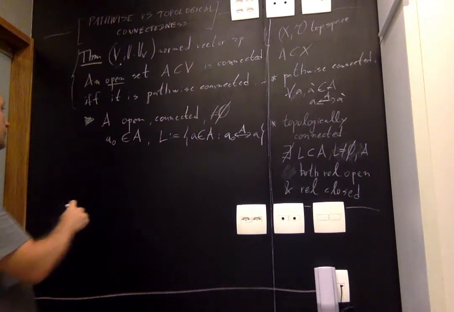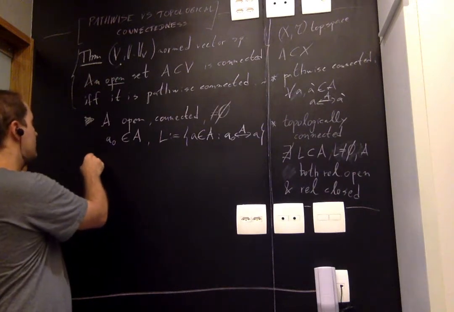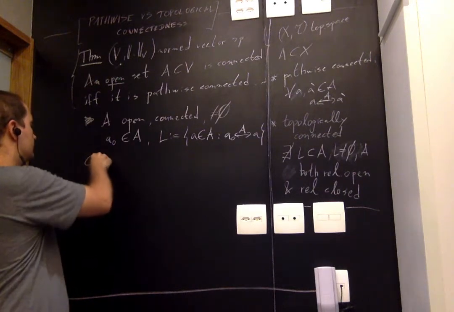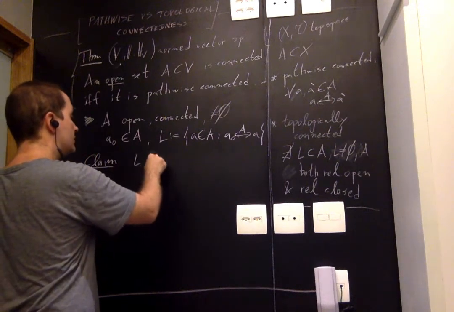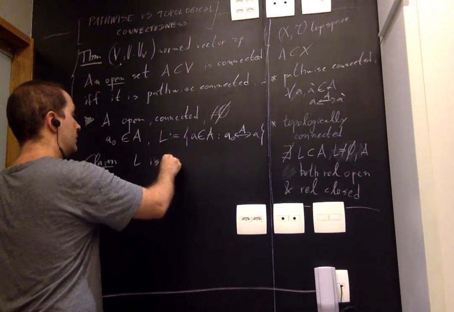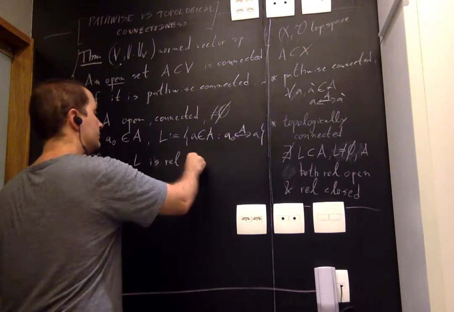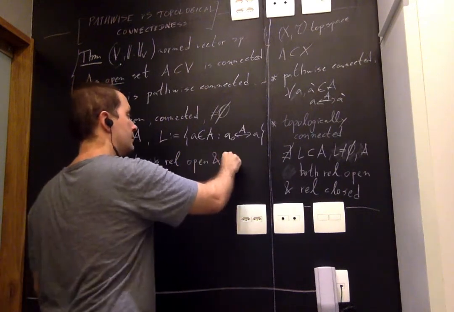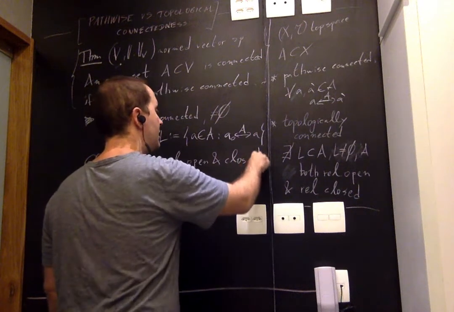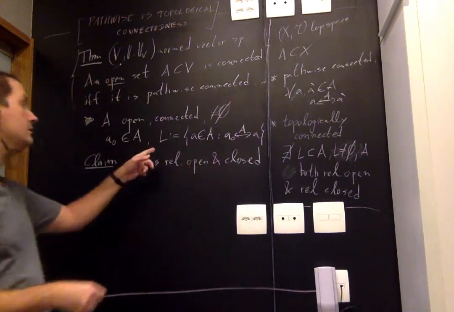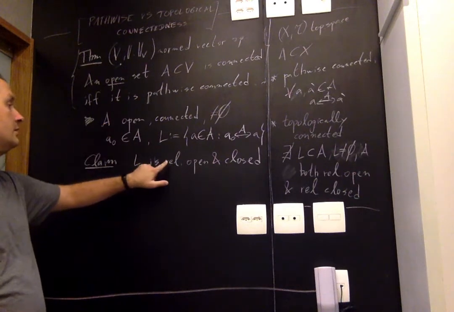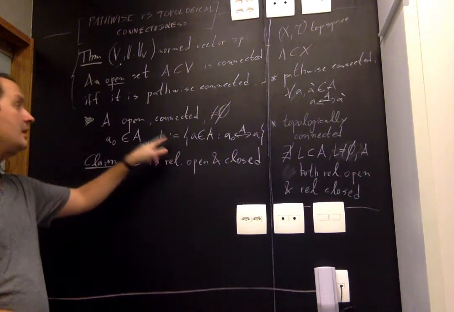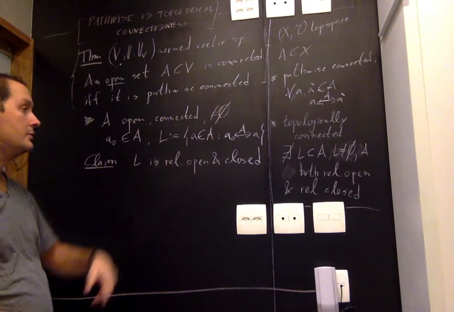So we're going to show two things. So we're going to show that L is relatively open and closed. When I say relatively, I mean relative to A, right? So I'm taking the topology that's induced on A. Then I can prove the subset L is both open and closed.